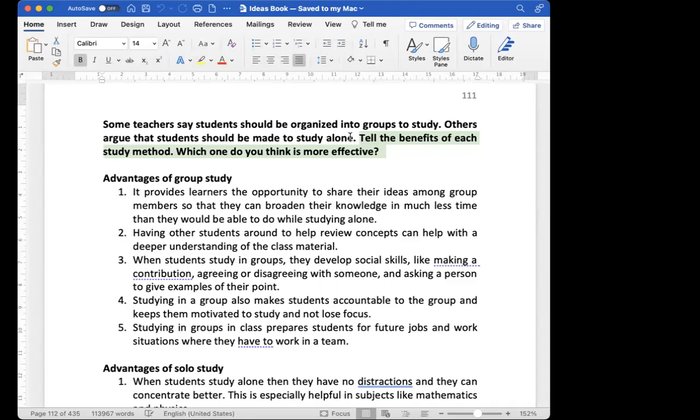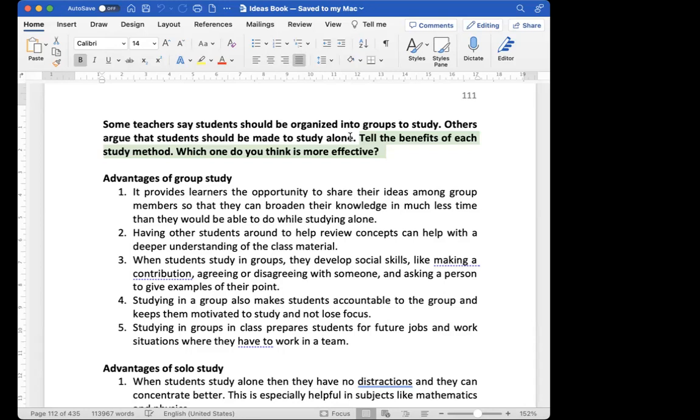All right. So what are the advantages of group study? It provides learners the opportunity to share their ideas among group members so that they can broaden their knowledge in much less time than they would be able to do while studying alone. Having other students around to help review concepts can help with a deeper understanding of the class material. When students study in groups, they develop social skills like making a contribution, agreeing or disagreeing with someone, and asking a person to give examples of their point.